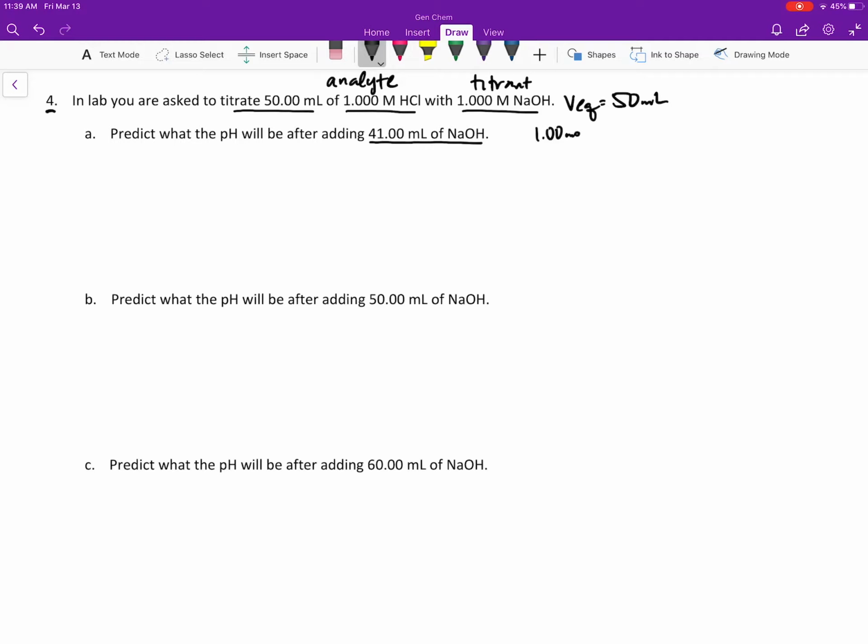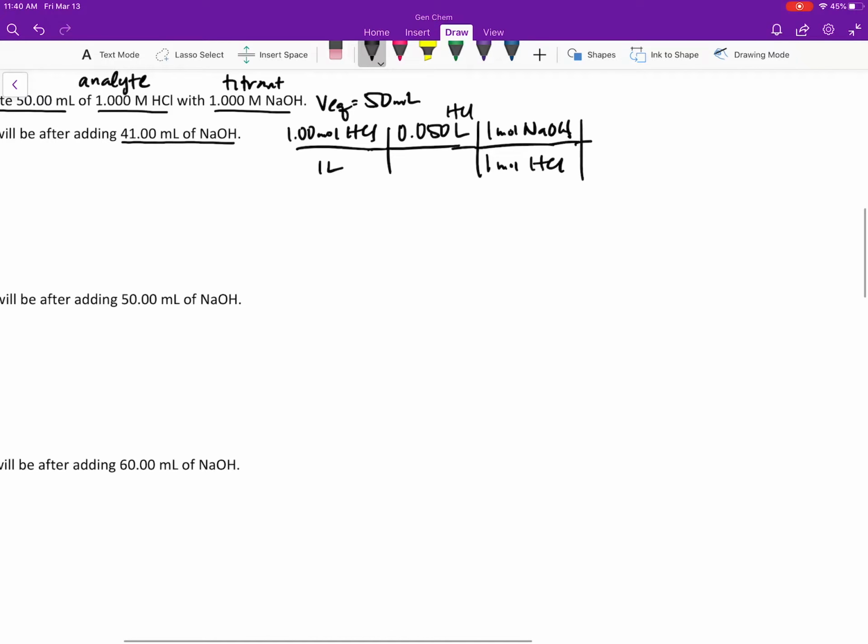So 1 mole of HCl per liter, and I have 0.05 liters of HCl. They exist in a 1-to-1 ratio, and I know that my molarity of NaOH is also 1. So moles will cancel out, liters cancel out, moles cancel out, moles, liters, liters. So what that ends up being is 50 milliliters of NaOH.